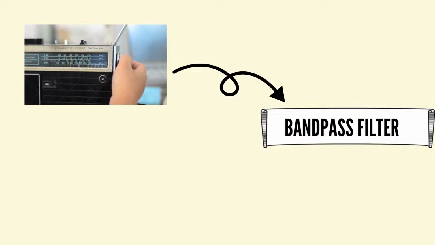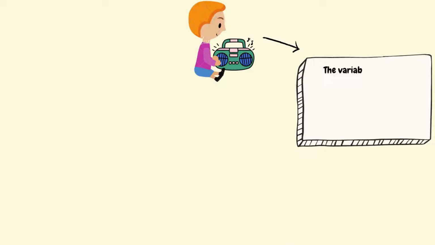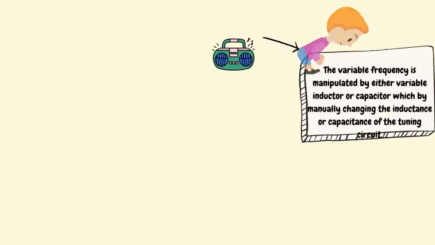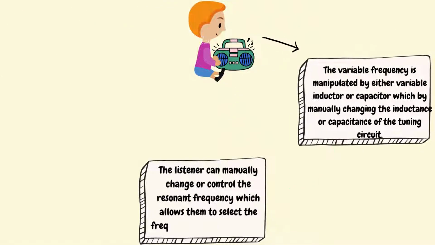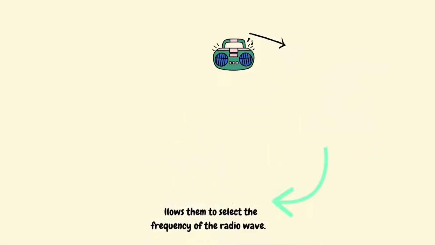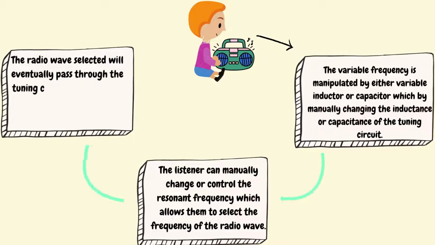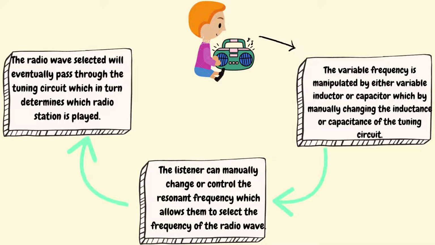In simple radios, the tuning circuit is often an elementary bandpass filter composed of a parallel LC or RLC circuit, and the important characteristic of such a circuit is its variable resonant frequency. The variable frequency is manipulated by varying either the inductor or the capacitor, manually changing the values of inductance or capacitance of the tuning circuit, and hence the radio listener can easily control the resonant frequency. It allows them to select the frequency of radio wave which will eventually pass through the tuning circuit, which in turn determines which radio station we want to hear our favorite song from.